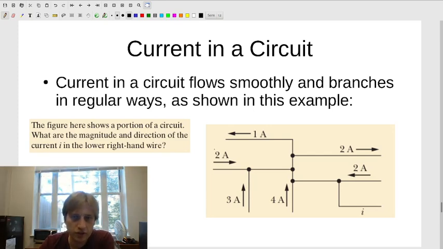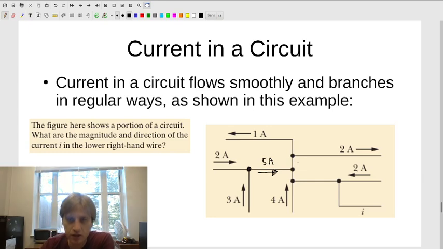So let's see how this works. Look, you've got 2 amps of current, 2 coulombs per second, coming into this wire, 3 coulombs per second going into that wire. Here is where they meet. Now we might ask, how much current is in this wire? Well, it has to be 2 plus 3 amps. So this would be 5 amps going this way.